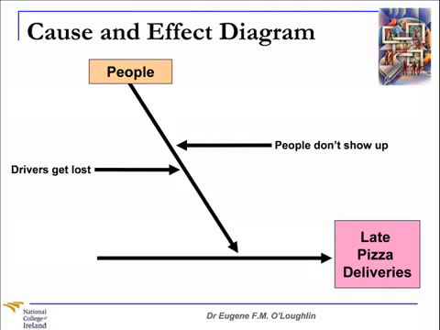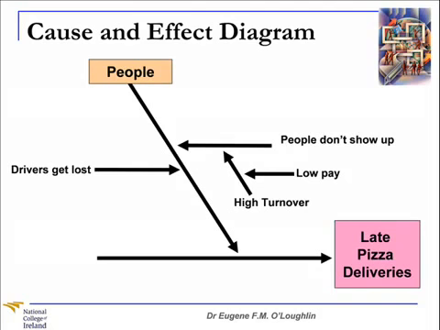And what I want to do now is ask, why is each of those problems caused? And what's causing, for example, people not to show up, or what's causing drivers getting lost? So I fill that out, and I start with people don't show up, and I look at, for example, perhaps there's a high turnover of staff. And that might be a reason why people don't show up.